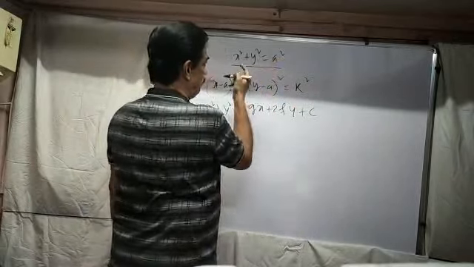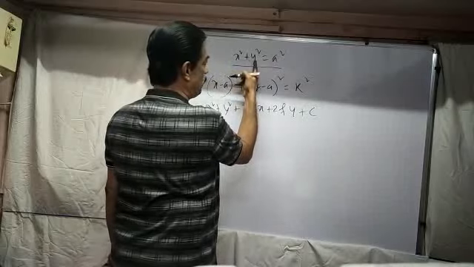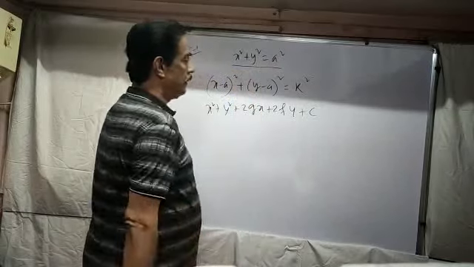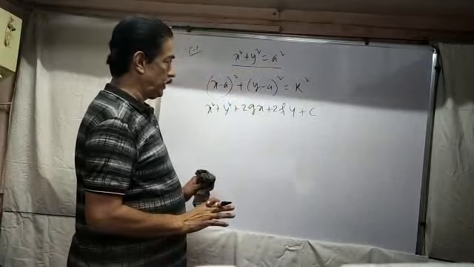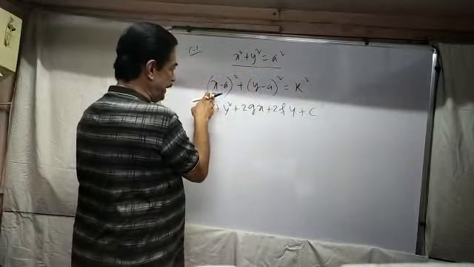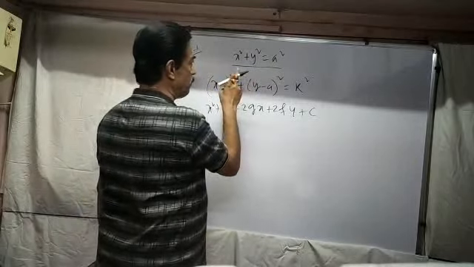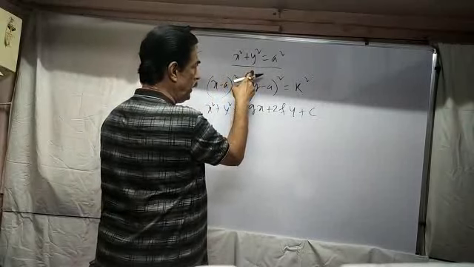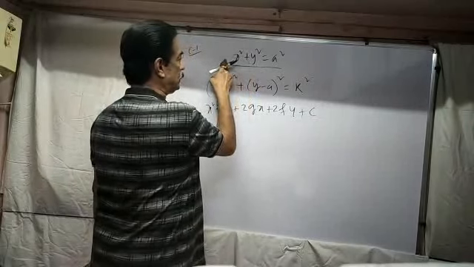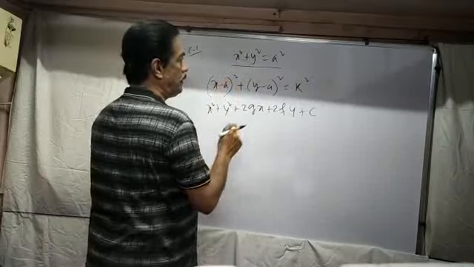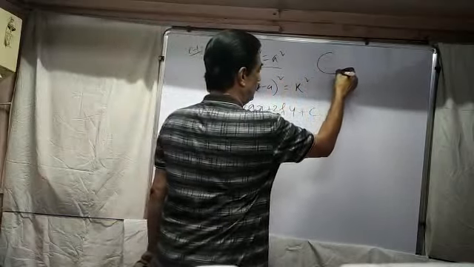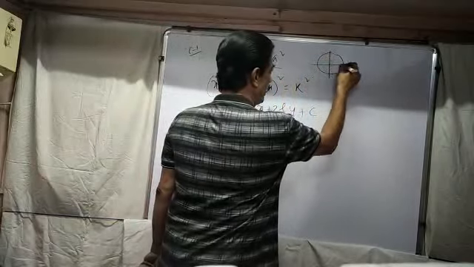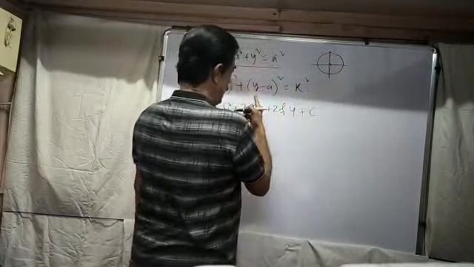In this equation, the maximum power of x and the maximum power of y are 2. There is no term in terms of xy. If I break it into x square and y square, the maximum power of x and y is the same, 2, and the coefficient of x square and the coefficient of y square are the same. This indicates a circle, and that circle has the origin as its center.